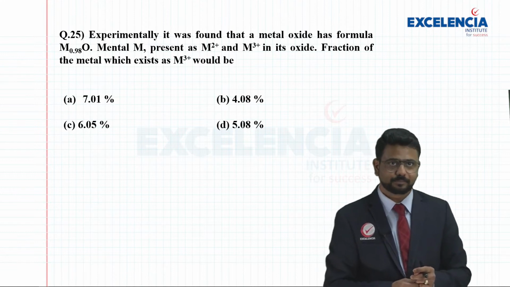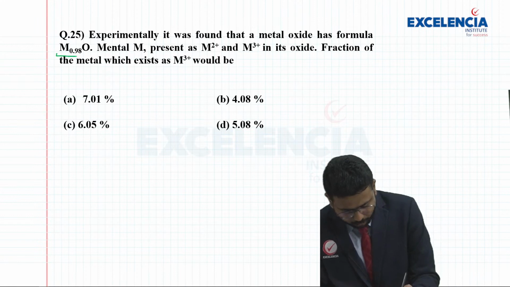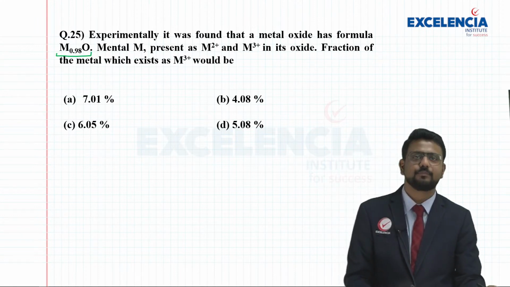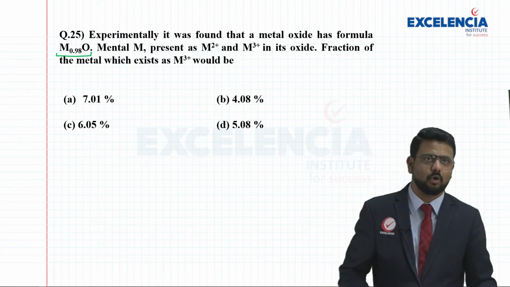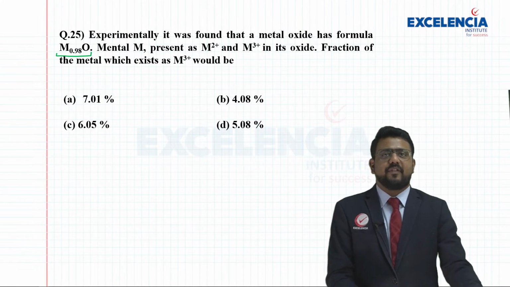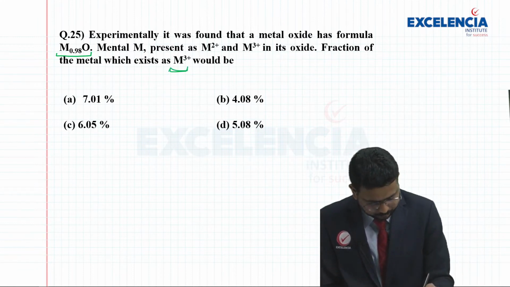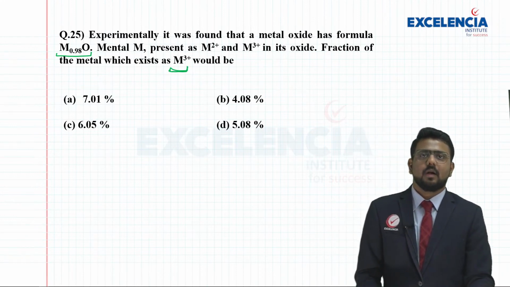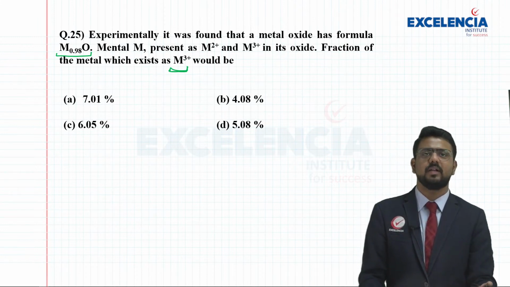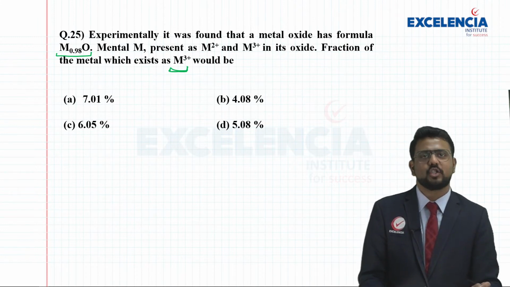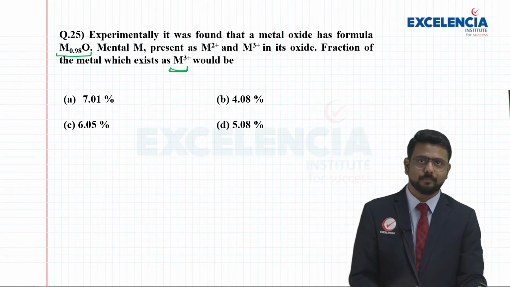Experimentally, it was found that a metal oxide has the formula M0.98O. Metal M, which is present as M2+ and M3+ in its oxide. The fraction of the metal which exists as M3+ would be. Okay. Now, first and foremost thing, because it is existing as +2 and +3, definitely it should be belonging to the transition metal series, right? And they have given you the formula as M0.98O.